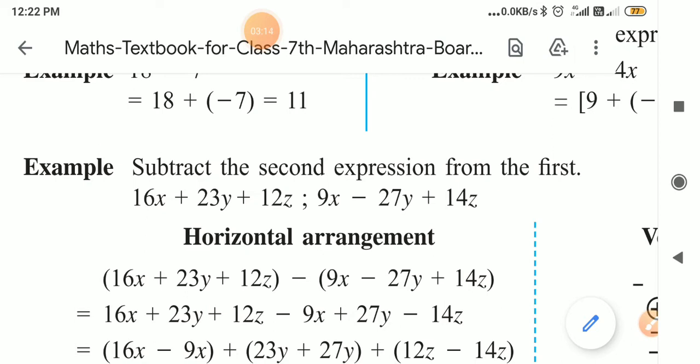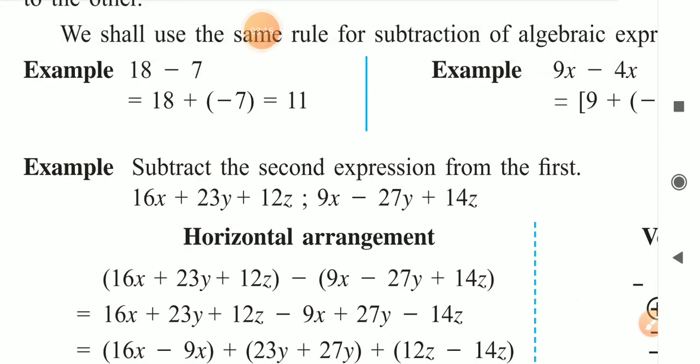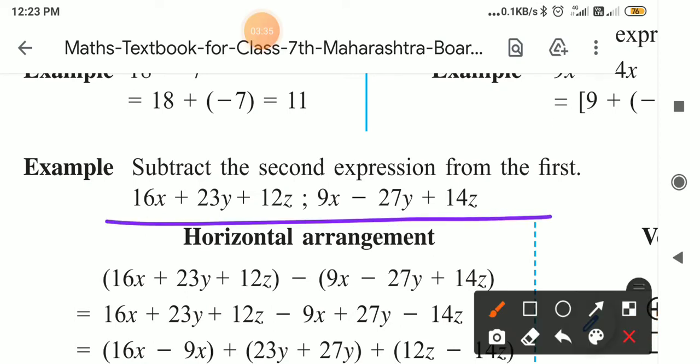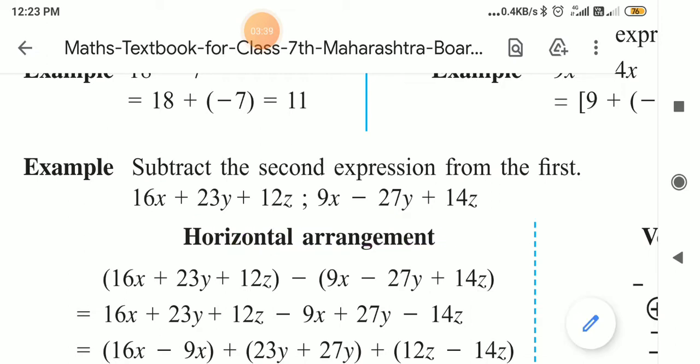So for that, one example is given. We will write 16x plus 23y plus 12z, and then another, 9x minus 27y plus 14z. We have to do the subtraction of these. So how to do this? We can do it in two ways. First is the horizontal arrangement and second is the vertical. Both these methods I will show you now.